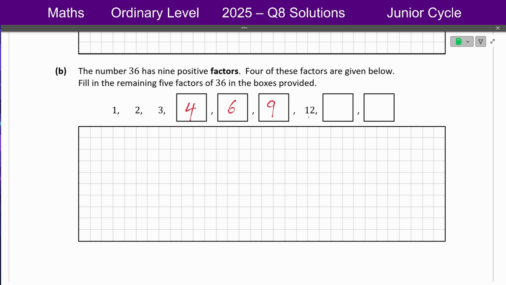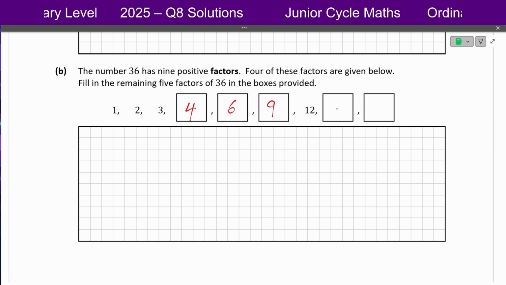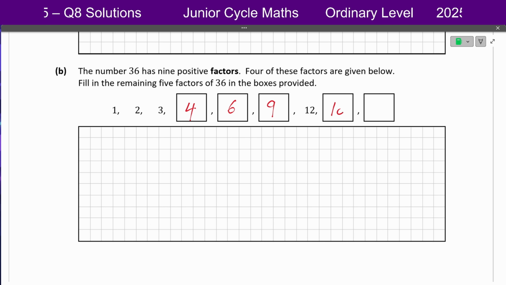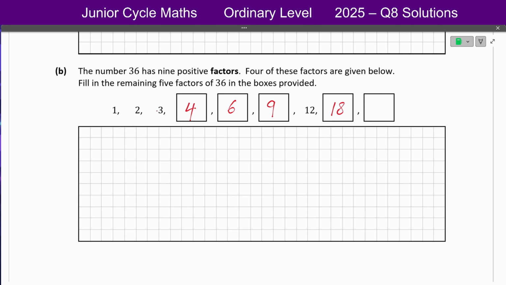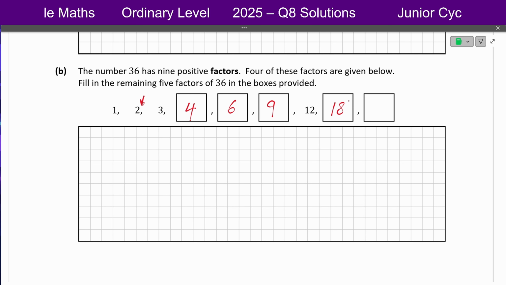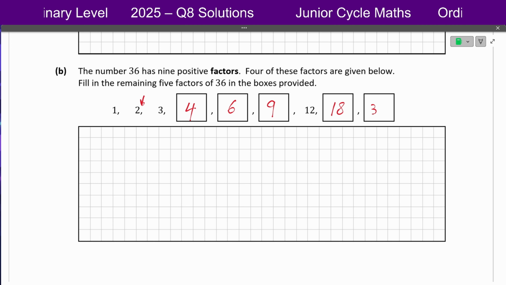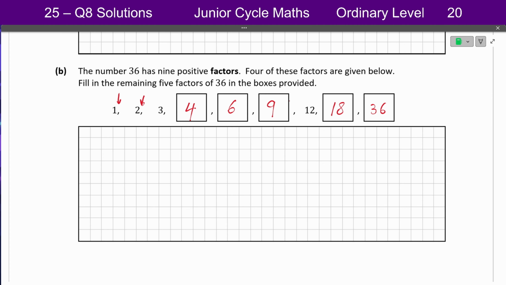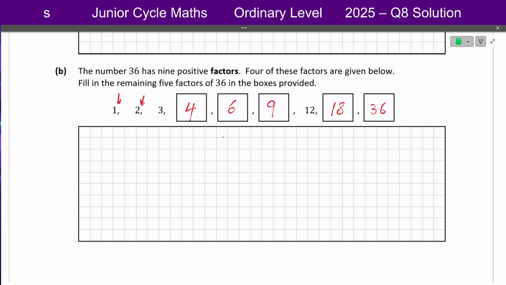And we already have the number 12, and then if we keep going until we reach 18, we know that 18 is a factor of 36, right? Because 36 divided by 18 is 2. And also the last factor of 36 is just the same number, 36, which represents 36 divided by 36, which gives me the value of 1.